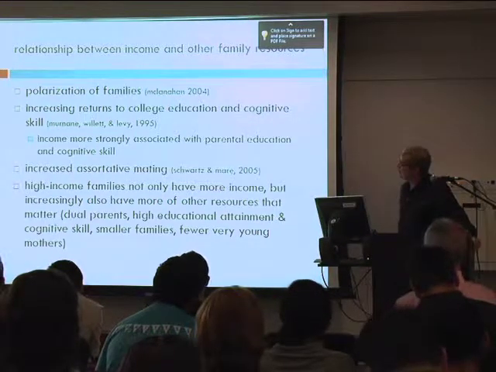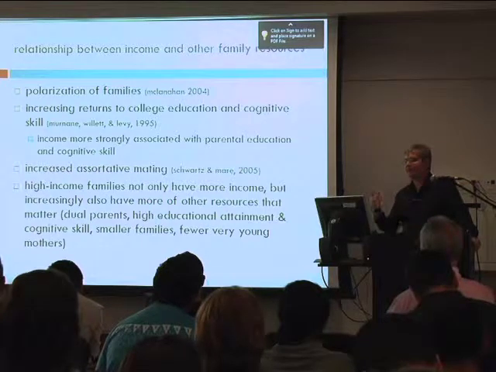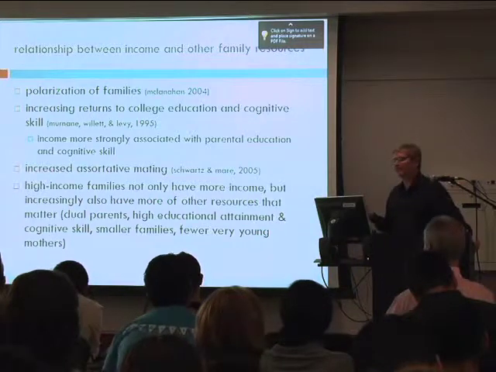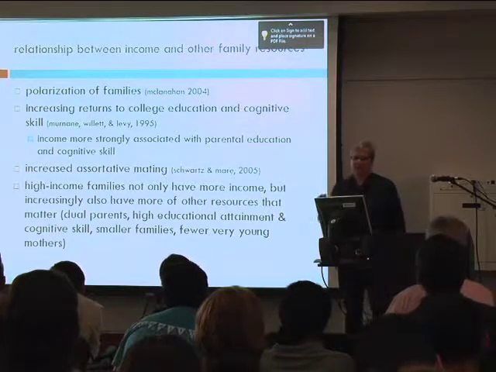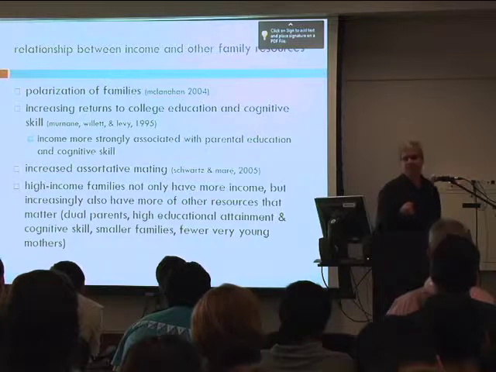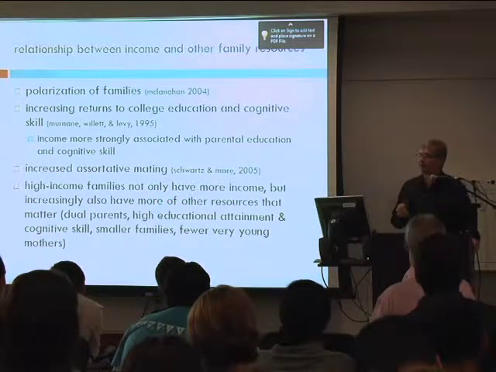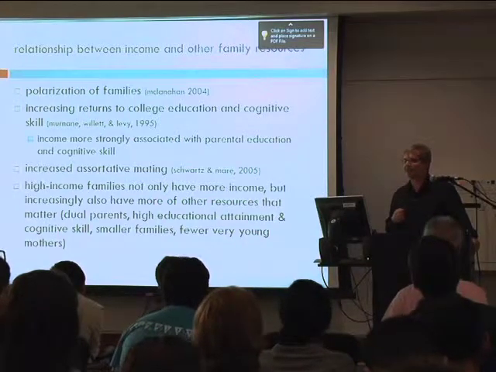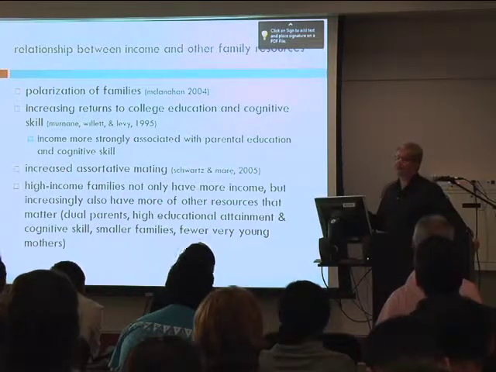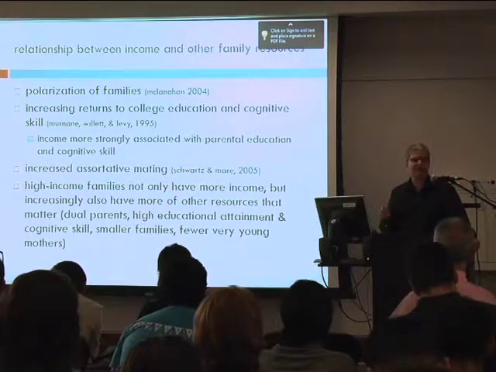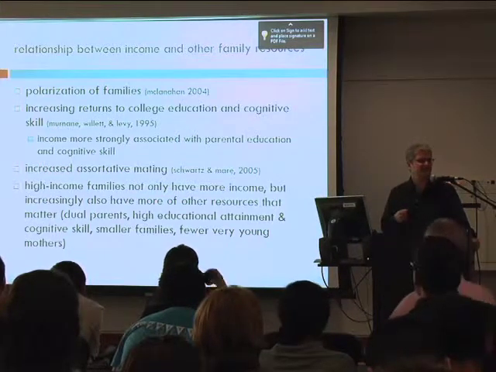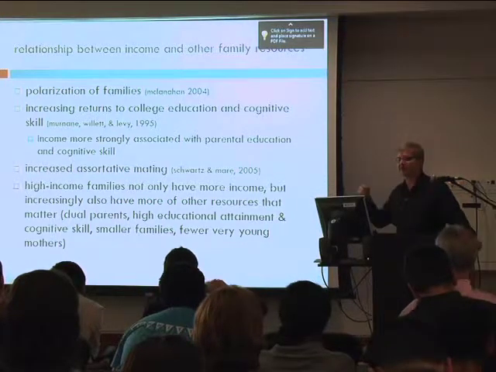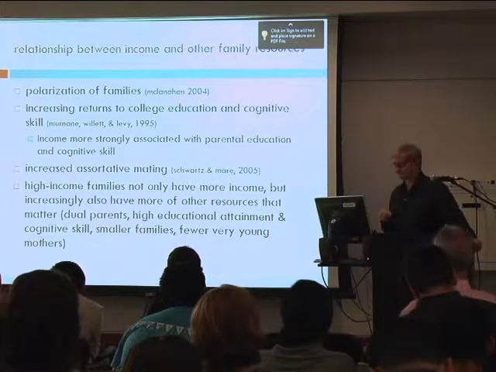And income is more strongly associated with parents' education and cognitive skill than it used to be because the economy has changed. It used to be in the 50s and 60s that you could get a high school diploma and go work in a very high-paying union job in manufacturing and make a solid middle-class income even though you didn't have a high level of education. That's increasingly not possible. So now when people have a high income, it also means they tend to have a high level of education. And so it might not be that income matters more. It might be that income comes more often with high levels of parental education.